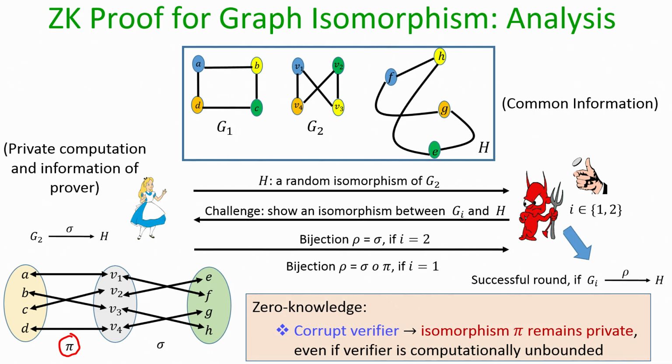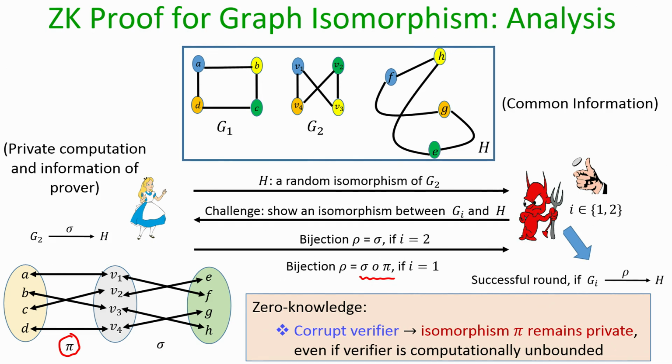It turns out that in each round the corrupt verifier does not learn anything about the mapping pi. If the challenge from Bob is i equal to 2, then the response that Alice sends is the mapping from the graph G2 to H, which does not reveal anything about the secret mapping pi. On the other hand, if the verifier challenges Alice with i equal to 1, then in that case Alice responds with the composition of the secret mapping pi with another randomly chosen mapping sigma.